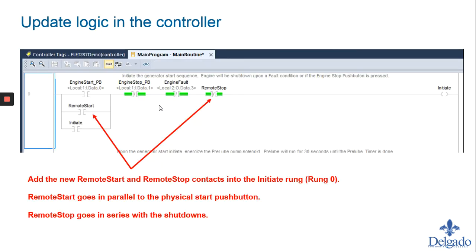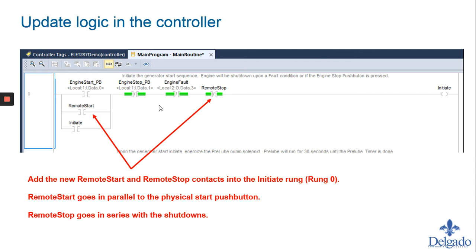I'm going to use those tags in rung 0, basically the initiate rung. I want to take my remote start push button from the panel view and put it in parallel with my physical engine start push button, right? So it's either or. If I press the physical push button, or if I press the panel view push button, start the engine or initiate the sequence.